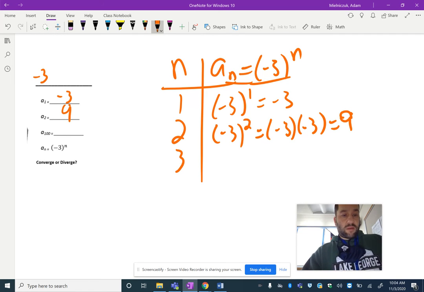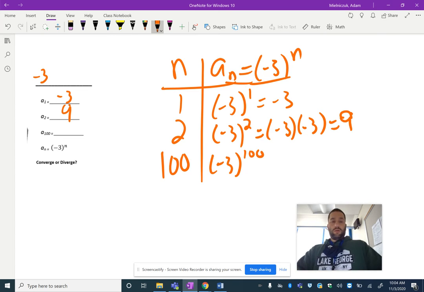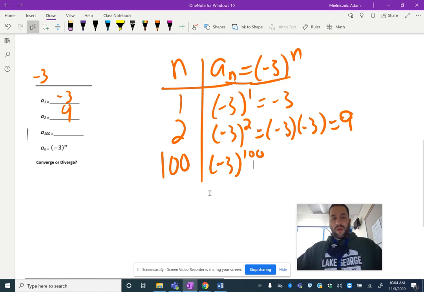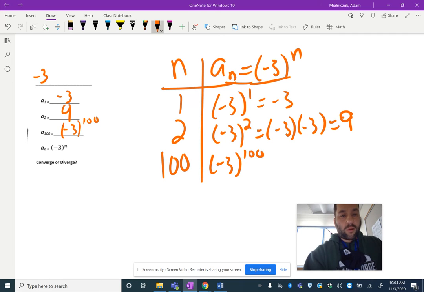And then for a sub, well, let's get rid of the 3. Let's do a sub 100. For a sub 100, we would do -3 to the 100th power, which is something absolutely ridiculous. So we are not even going to solve that. We're just going to say that that equals -3 to the 100th power.